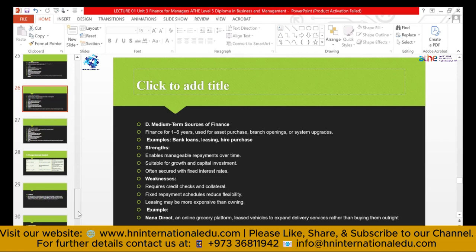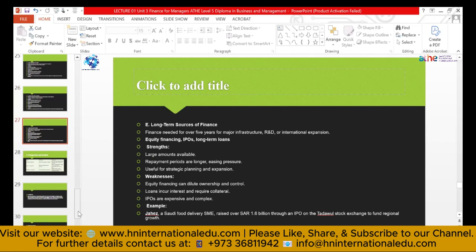Leasing may be more expensive than owning. That's true. When you lease a thing, we feel like it's not expensive at all, but if you accumulate all the amount, it is quite high. For example, Nana Direct, an online grocery platform, leased vehicles to expand delivery services rather than buying them outright. Once they established themselves, then they bought them. But before that, they were working on leased terms.